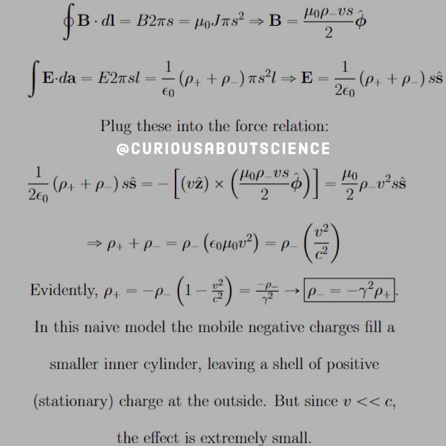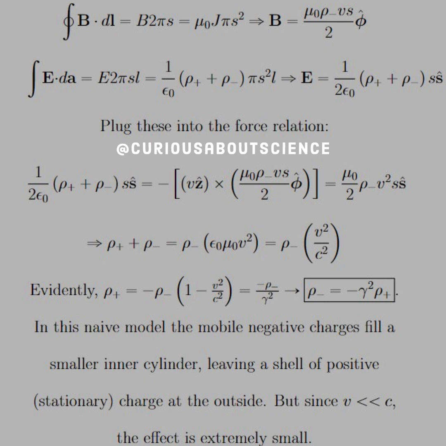But we know that epsilon naught mu naught is equal to 1 over c squared, so we plug that in. Do some more algebra and simplify the fractions. We see that we have rho plus is equal to negative rho minus times 1 minus v squared over c squared, which we know looks like the Lorentz factor, or gamma squared rather. And so we shove that through and algebraically solve for rho minus, and we get the result that we were anticipating.